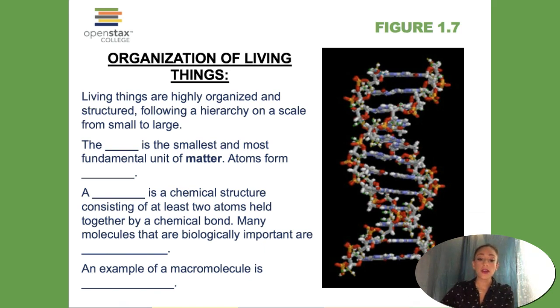Okay? Atoms form blank. Okay? What do atoms form? Atoms form molecules. Okay? So two atoms put together, so we have an atom and another atom. They actually form molecules. Okay? So a blank is a chemical structure consisting of at least two atoms held together by a chemical bond. That is a macromolecule. Okay? Many molecules that are biologically important are blank. What do you guys think that one is?